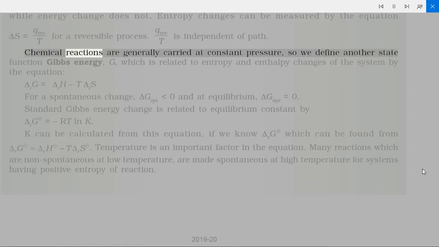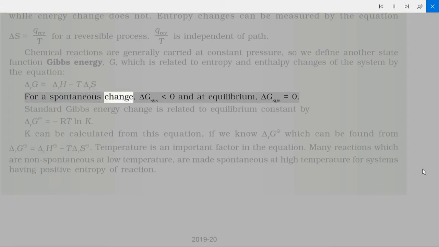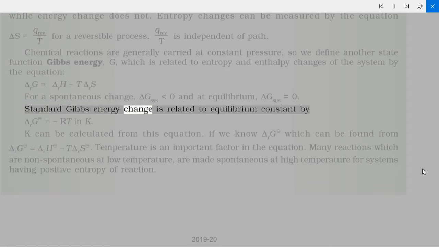Chemical reactions are generally carried out at constant pressure, so we define another state function, Gibbs energy, G, which is related to entropy and enthalpy changes of the system by the equation ΔrG = ΔrH - TΔrS. For a spontaneous change, ΔG_sys < 0, and at equilibrium, ΔG_sys = 0. The standard Gibbs energy change is related to the equilibrium constant by ΔrG° = -RT ln K.